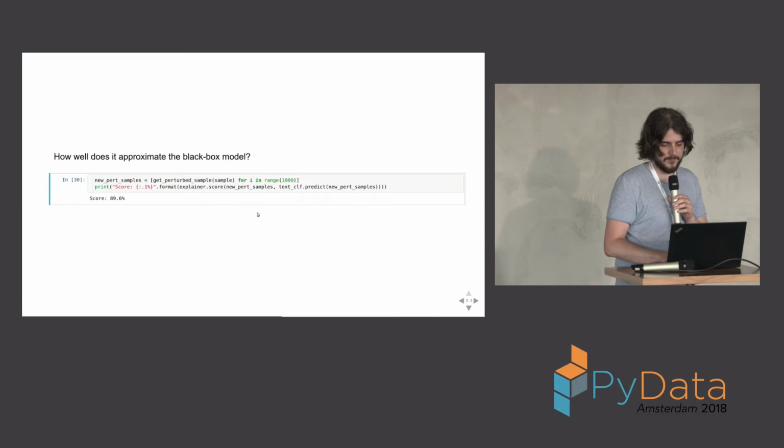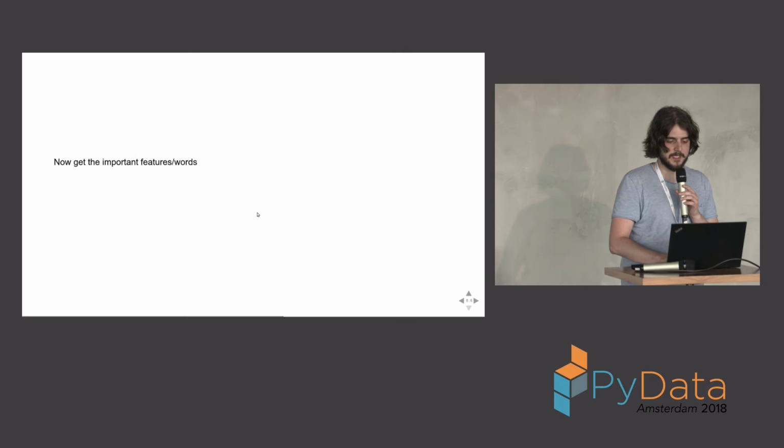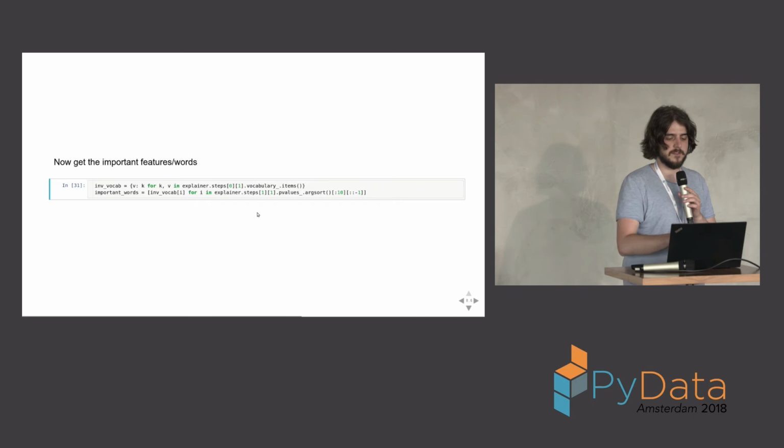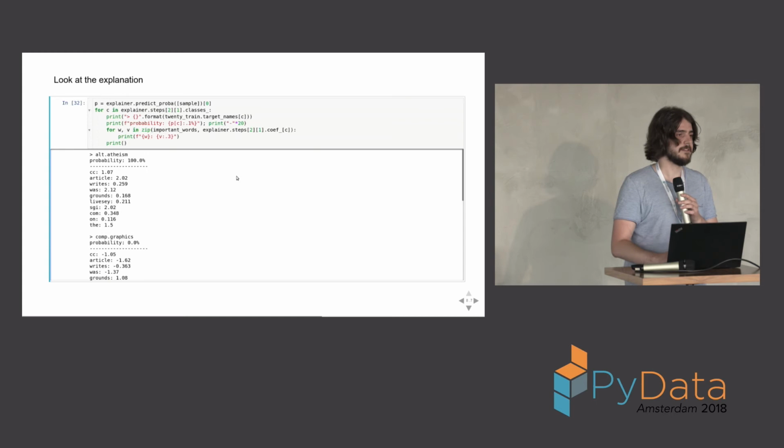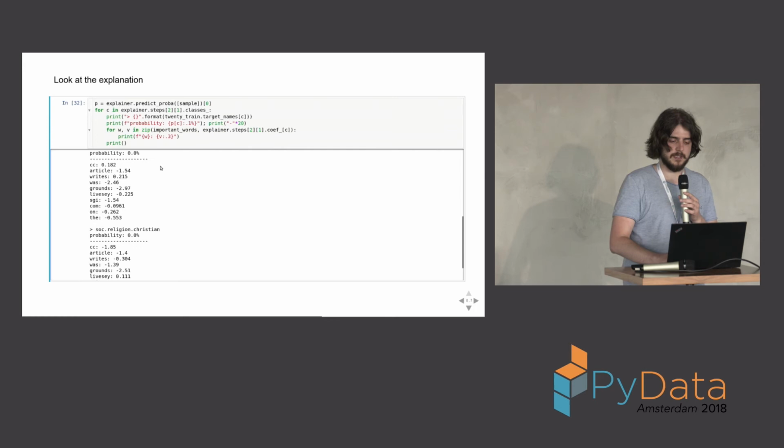And then we extract the features and the words from our explainer model. Here we get the vocabulary from the count vectorizer, and then the 10 important words from our feature selection. Then we look at the explanation, go through it, and visualize or write the weights of the logistic regression to the words. We see that the white box model has 100% atheism, which is right, and for everything else it says 0, 0, 0, of course. And here are the weights for some words.